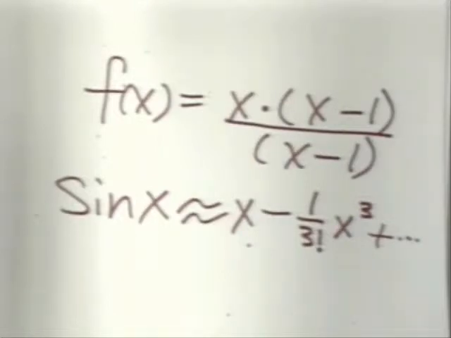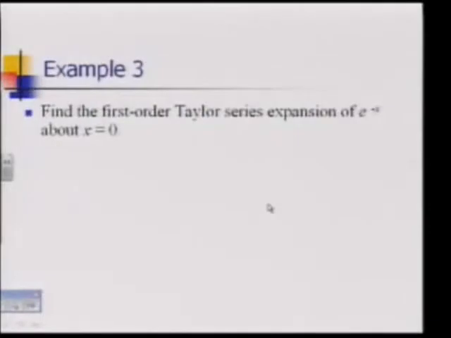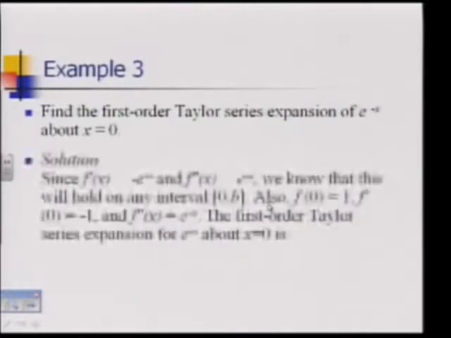Okay, so let's go back to expand e to the minus x at x equals 0. In this case, you can see that the first order derivative is just minus e to the minus x, and then if you take another derivative, you get back to itself. So this holds for any small interval from 0 to some value b.